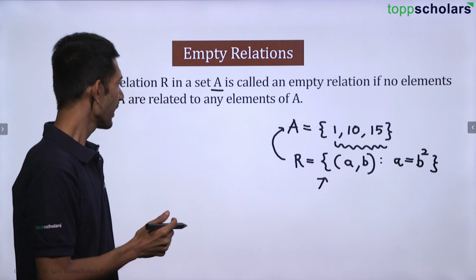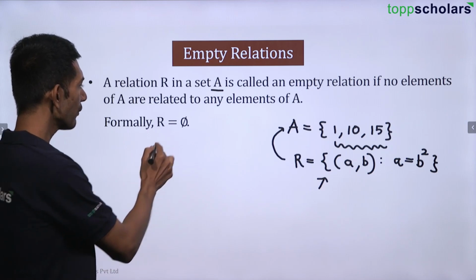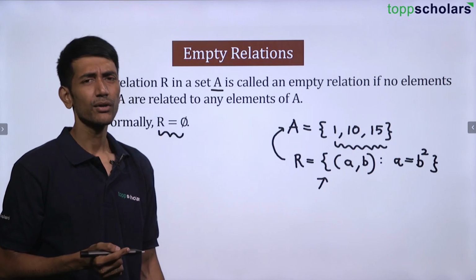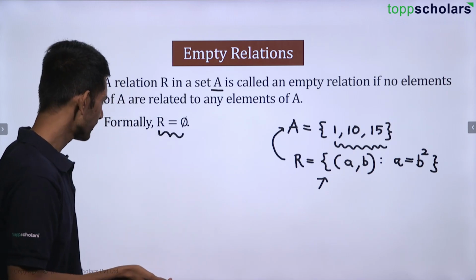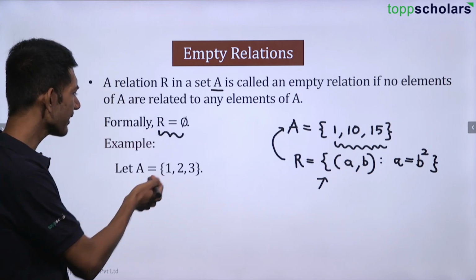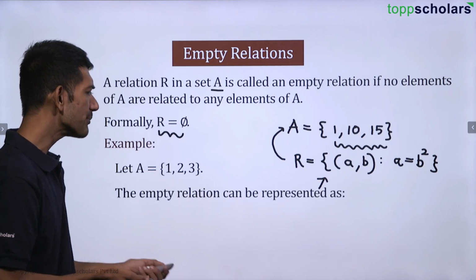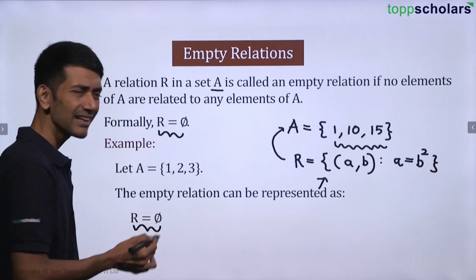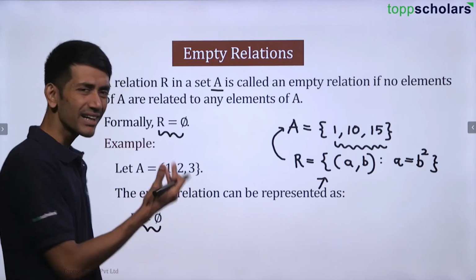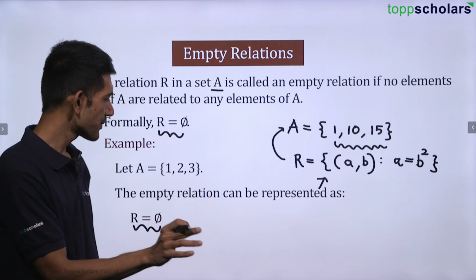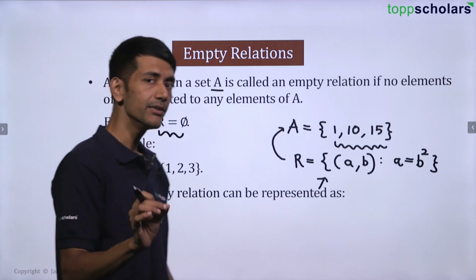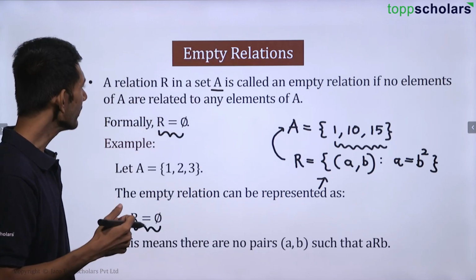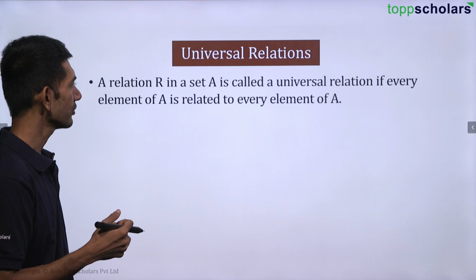So here it is. How do we denote this basically? So we denote R as empty set. You can call this an empty set, you can call this a null set, doesn't matter. So let us see an example. So A is a set, and the empty relation can be expressed as R is a null set. That means if R does not contain any ordered pair, right, then we can say that it is an empty relation.